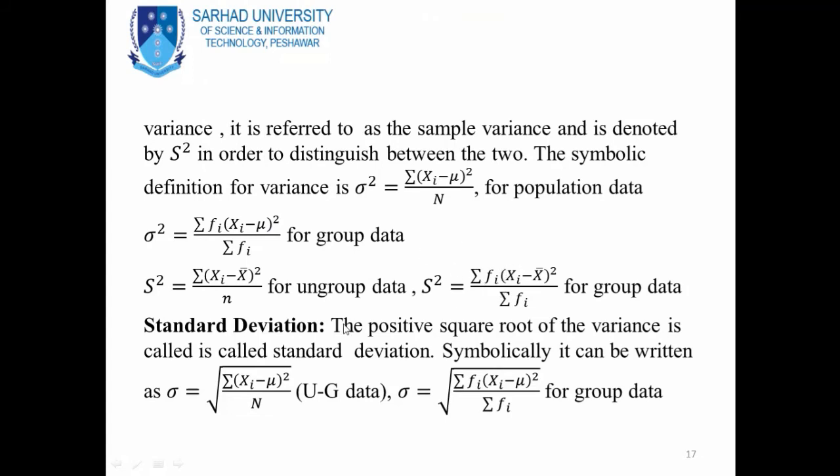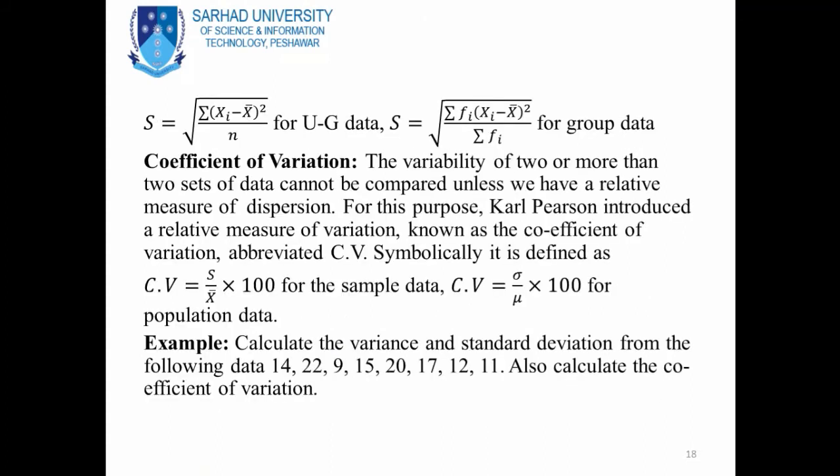Now the standard deviation. The positive square root of the variance is called standard deviation. Symbolically, it can be written as sigma equals under root sigma (xi minus mu) whole square divided by n for ungrouped data, and sigma equals under root sigma fi (xi minus mu) whole square divided by sigma fi for grouped data. And similarly, in case of a sample, S equals under root sigma (xi minus x bar) whole square divided by n for ungrouped data, and S equals under root sigma fi (xi minus x bar) whole square divided by sigma fi for grouped data.